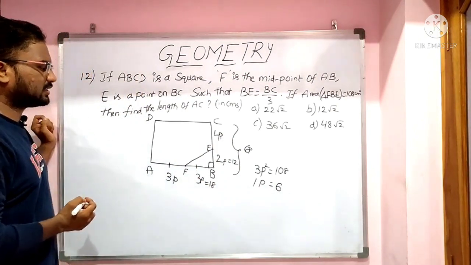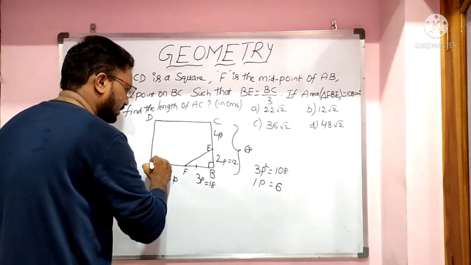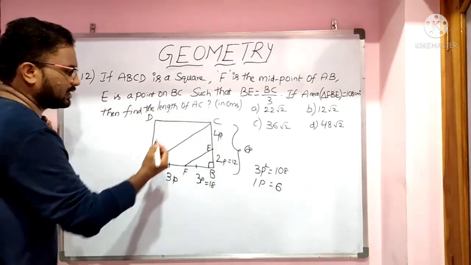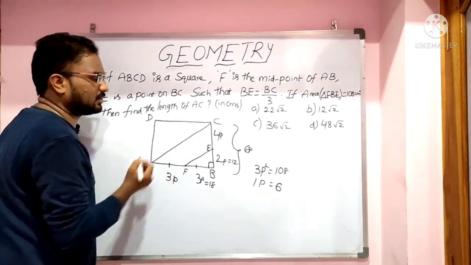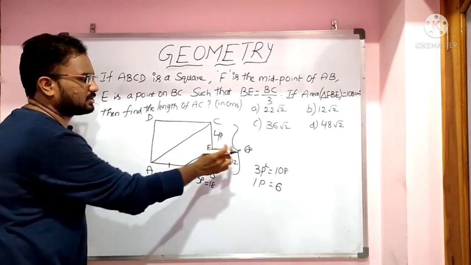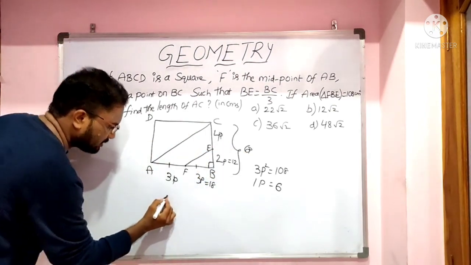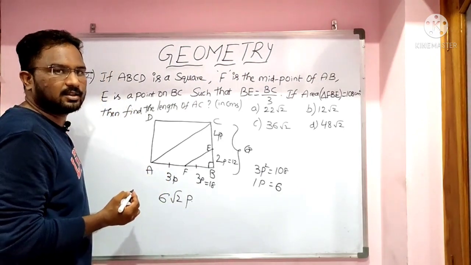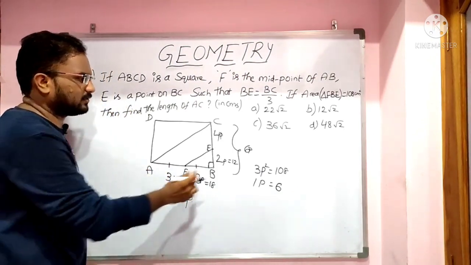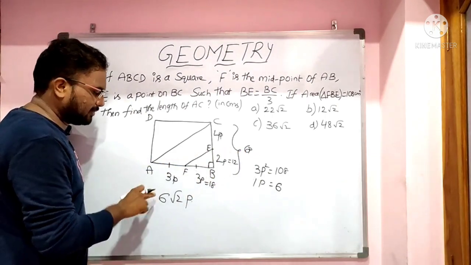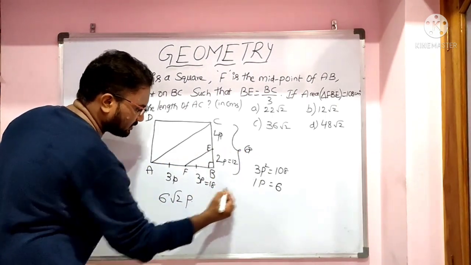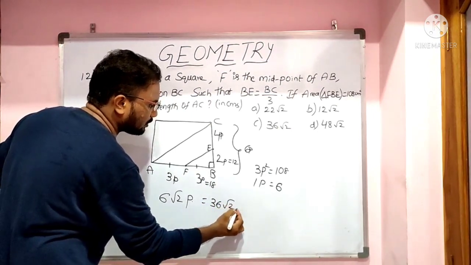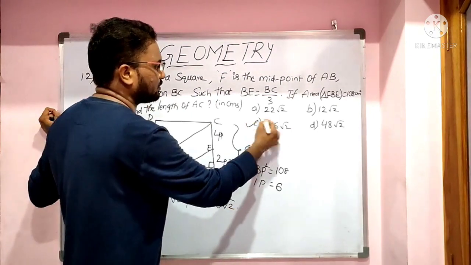Now we need to find the length of AC. AC means the diagonal of a square. If the length of the side of a square is a, then the diagonal will be a root 2. So if the side is 6 parts, then the diagonal will be 6 root 2 parts. 1 part is 6, so 6 root 2 parts will be 6 into 6 root 2, that is 36 root 2. So the answer is 36 root 2.